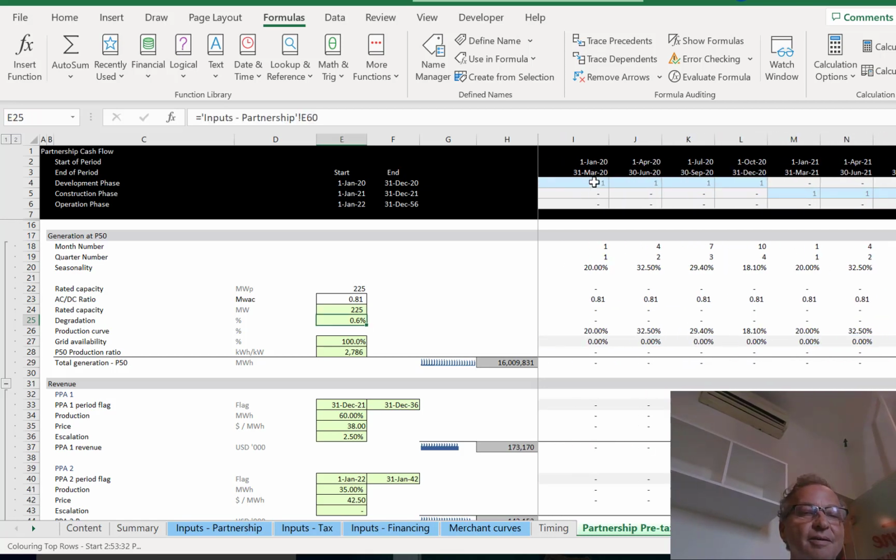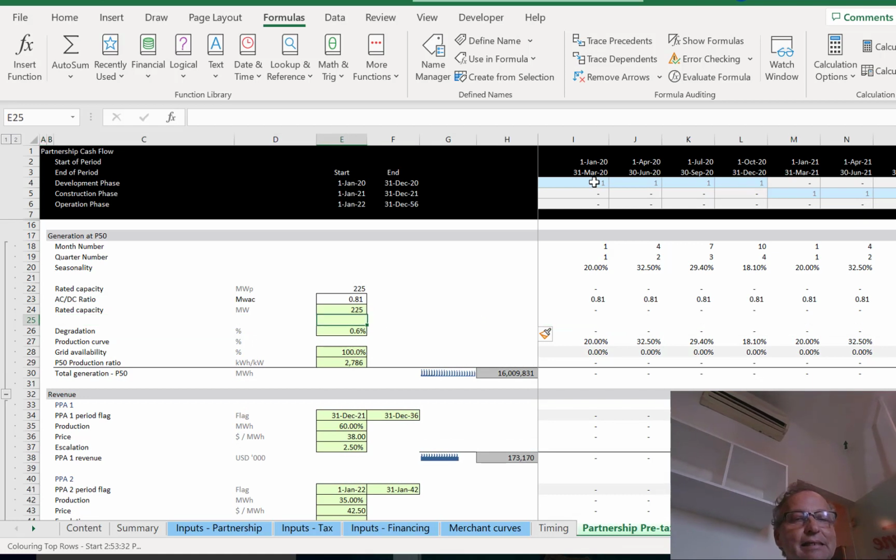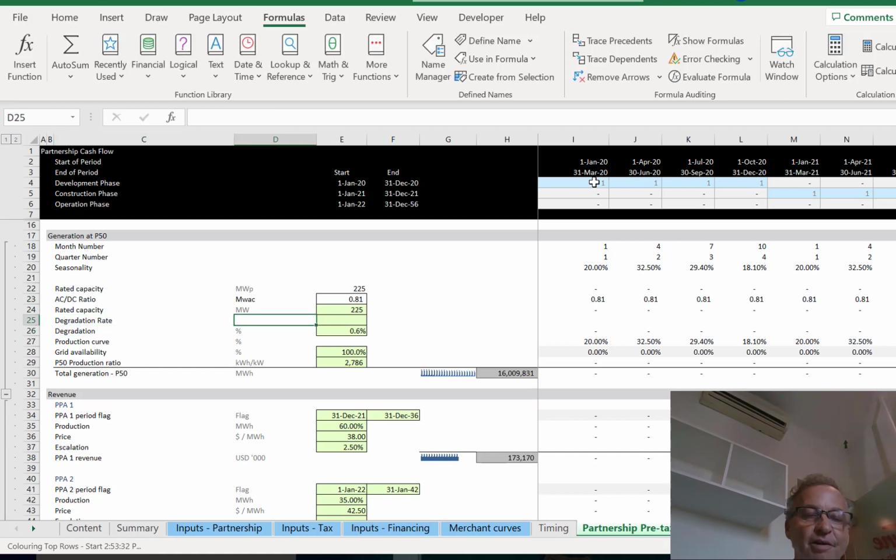Excuse me, this is the degradation. And this is a horrible way to do degradation. God damn. Put degradation. Make it a little transparent. DG rate, and put a percent, and let's get our degradation rate from our input.